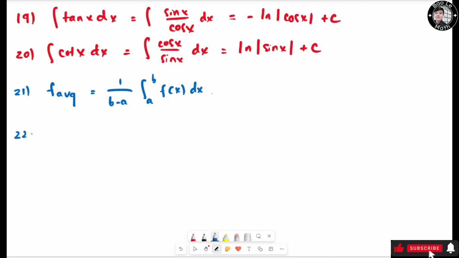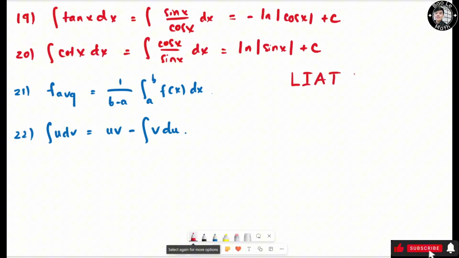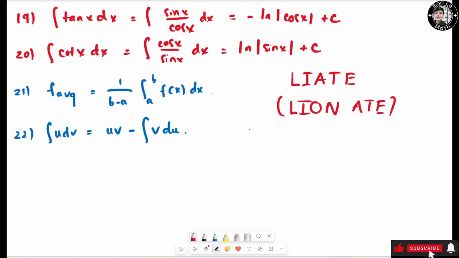Number 22, integration by parts. The antiderivative of u dv is going to be u times v minus the antiderivative of v du, right? And remember, in order to do integration by parts, you need to know the acronym LIATE. To memorize this one, just know this: Lion 8. L stands for logarithmic.